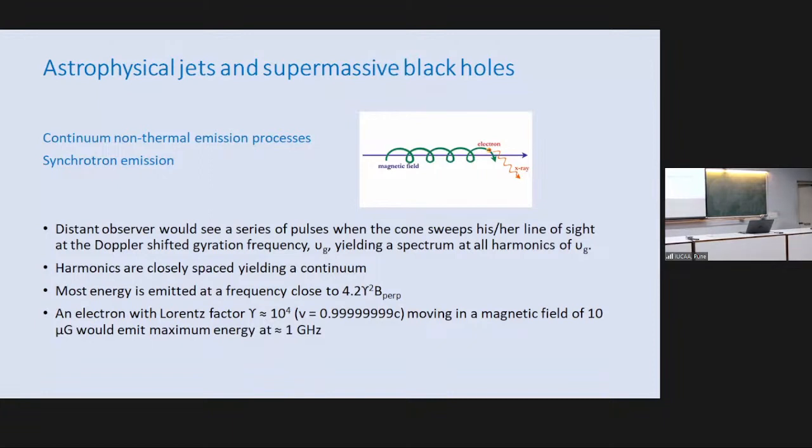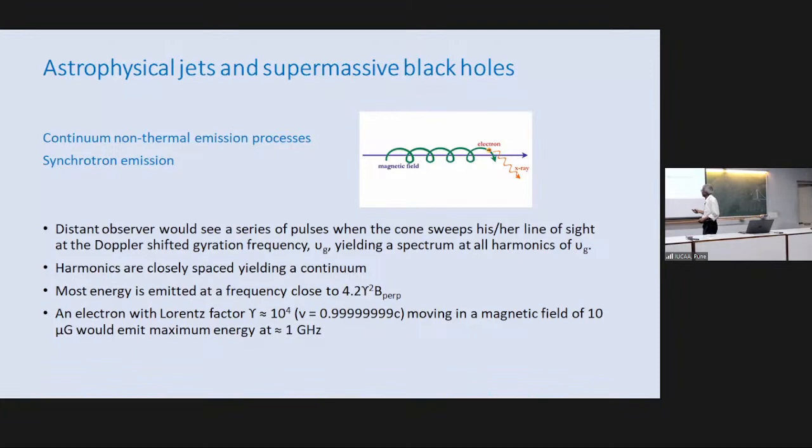You would find that the energy, where most of the energy is emitted, is at roughly 4.2 gamma squared p perpendicular. These are in CGS units. So if you were to plot some function of u upon u c, say flux, versus frequency, it would go like this, with the bulk of the energy at a particular frequency, at a particular energy, and the strength of the magnetic field is given by this.